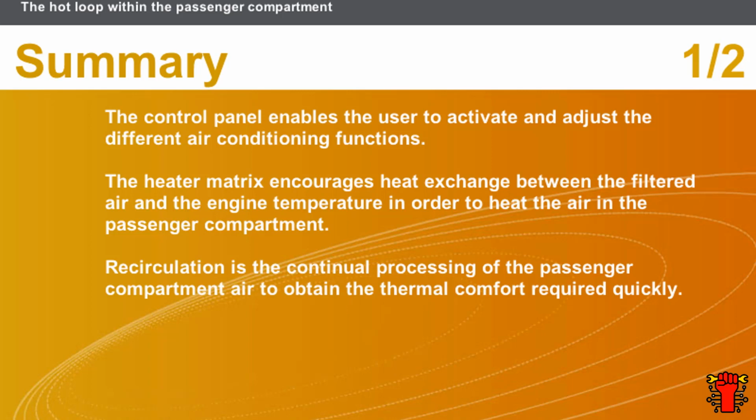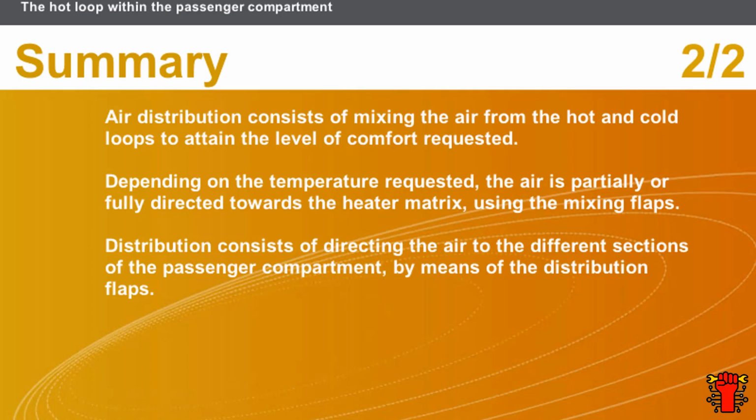Recirculation is the continual cooling and heating of the passenger compartment air to obtain the thermal comfort required quickly. Air distribution consists of mixing the air from the hot and cold loops to attain the level of comfort requested. Depending on the temperature requested, the air is partially or fully directed towards the heater matrix using the mixing flaps. Distribution consists of directing the air to the different sections of the passenger compartment by means of the distribution flaps.